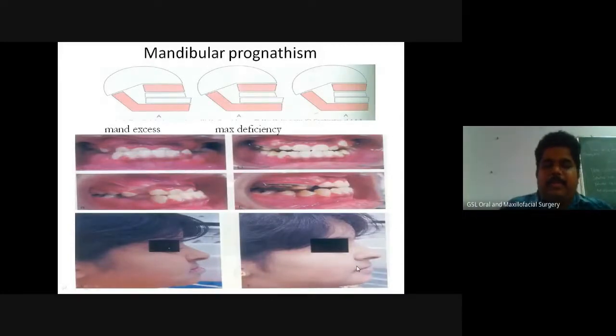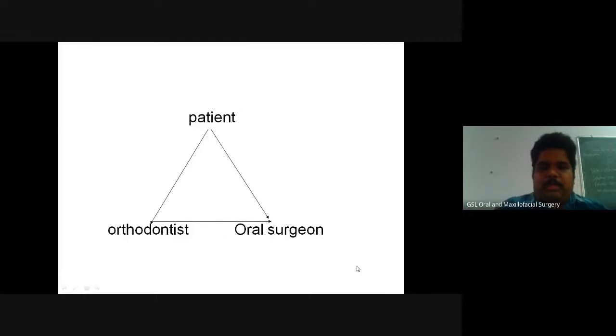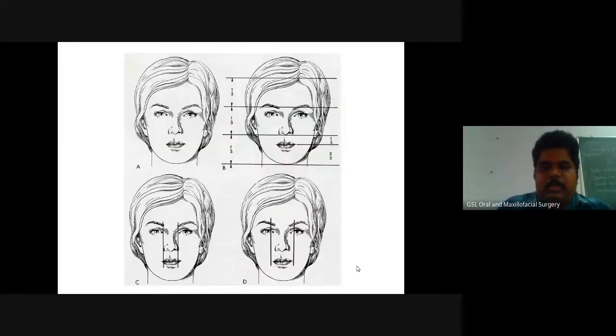Coming to orthognathic surgery, it's not based on one thing. It's a triad consisting of patient, orthodontist, and oral surgeon. All these three things have to be collectively considered for the surgeon to operate and decide what is exactly required for the patient. As I said in the last slide, we need to consider all these things.